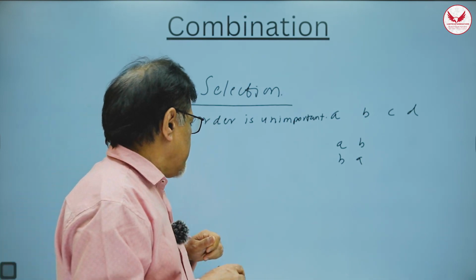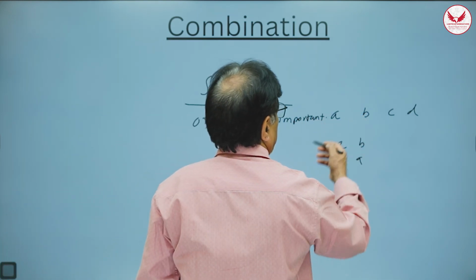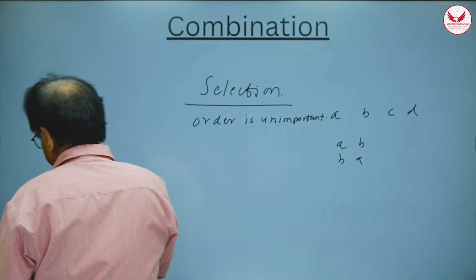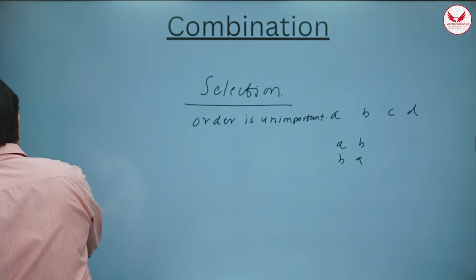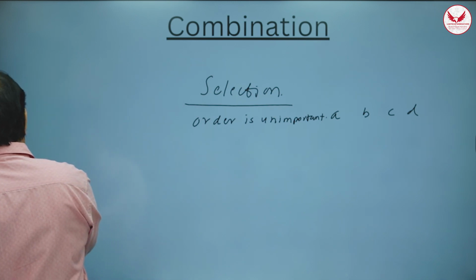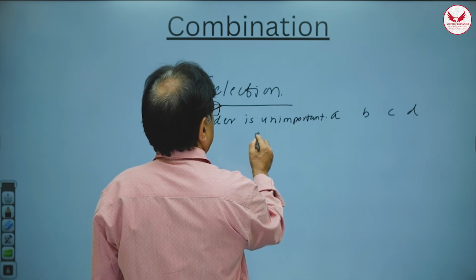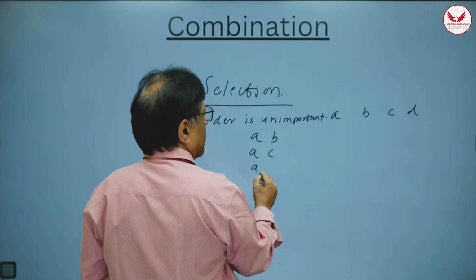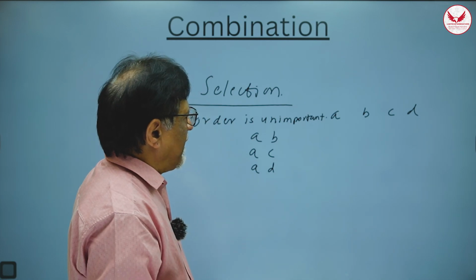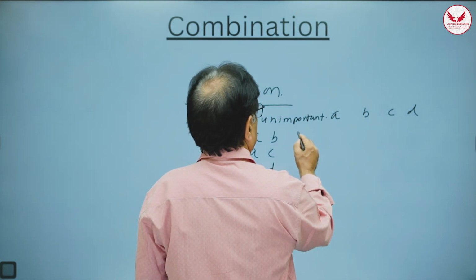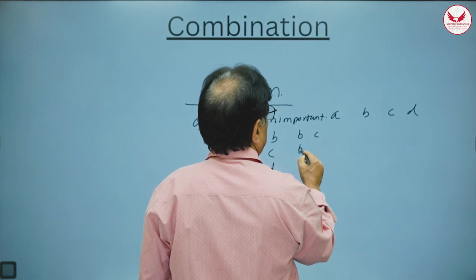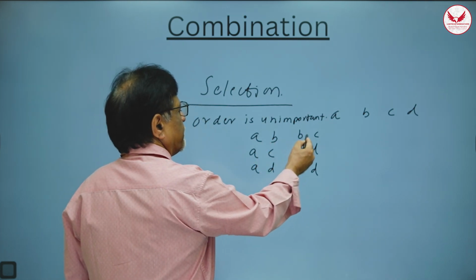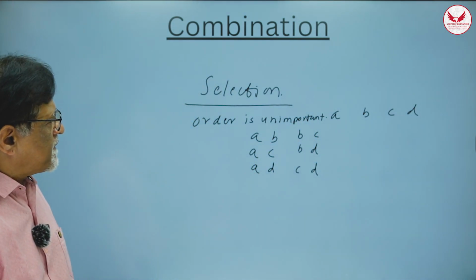In other words, if I want to select 2 objects out of 4 objects, let us see how many selections there are. Let us see all the selections. First of all, I'll take A and B, then A and C, then A and D. So with A, I've got 3 selections. Then with B, I will take C. Then with B, I'll take D. And lastly, I'll take CD. That means 1, 2, 3, 4, 5, 6. So there are 6 selections.